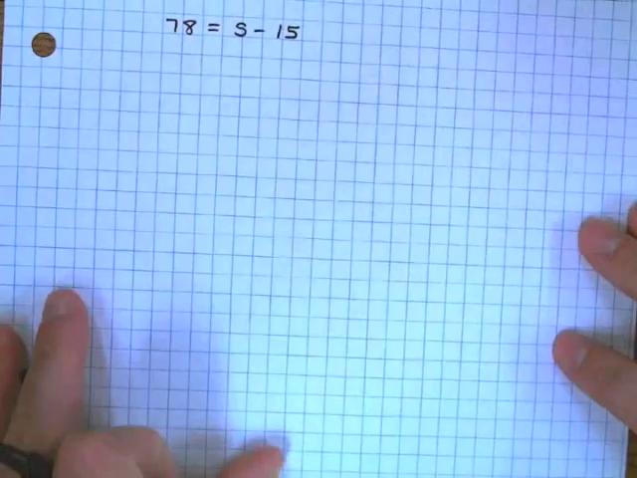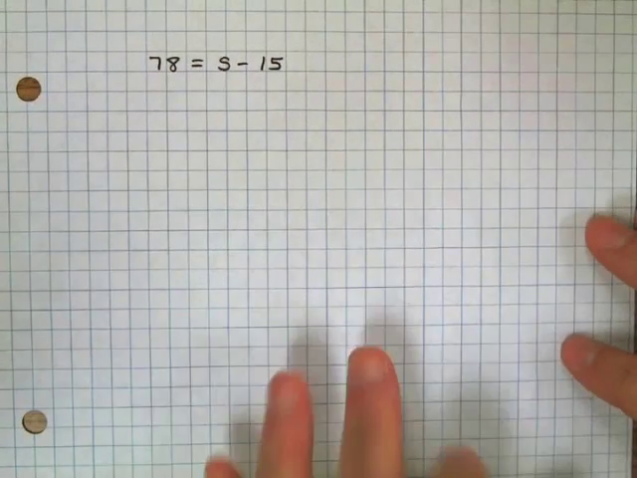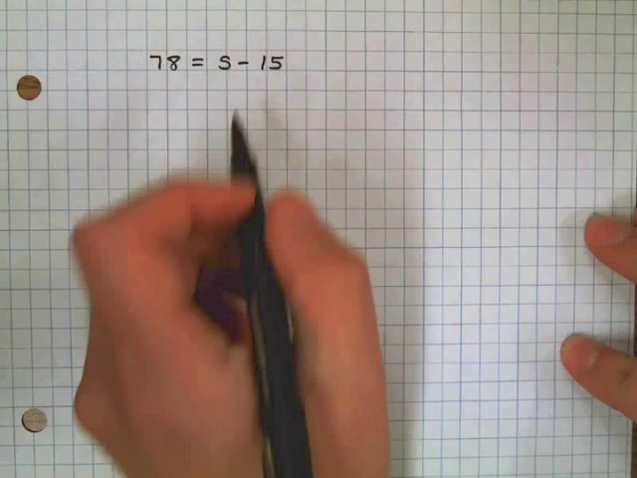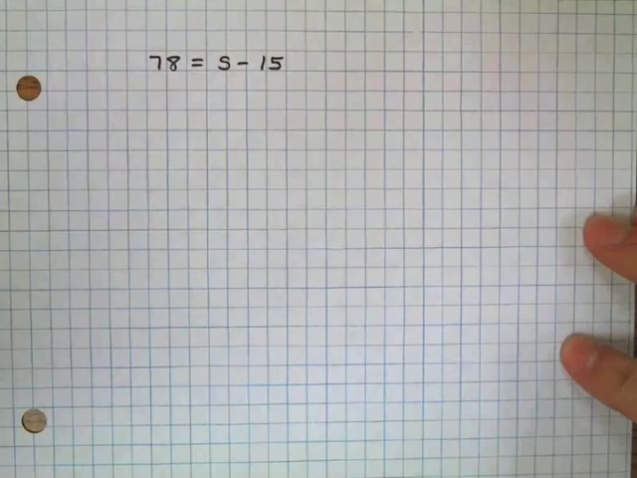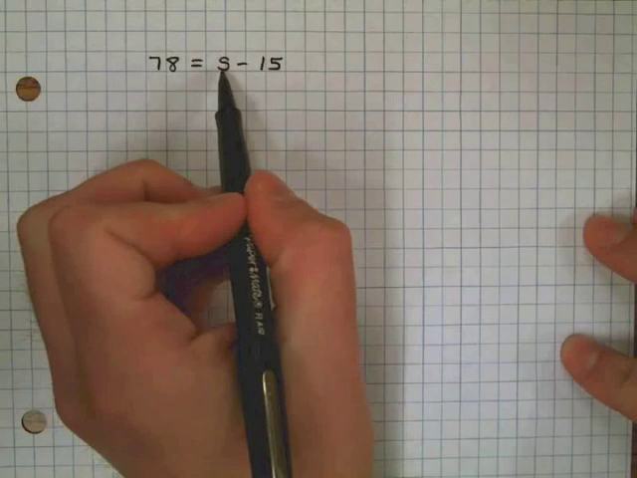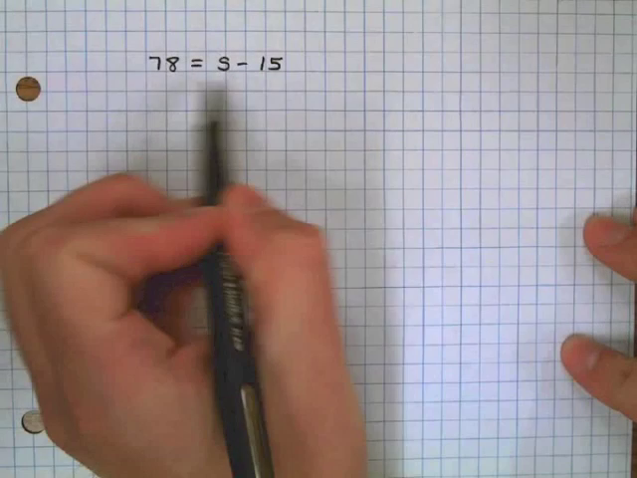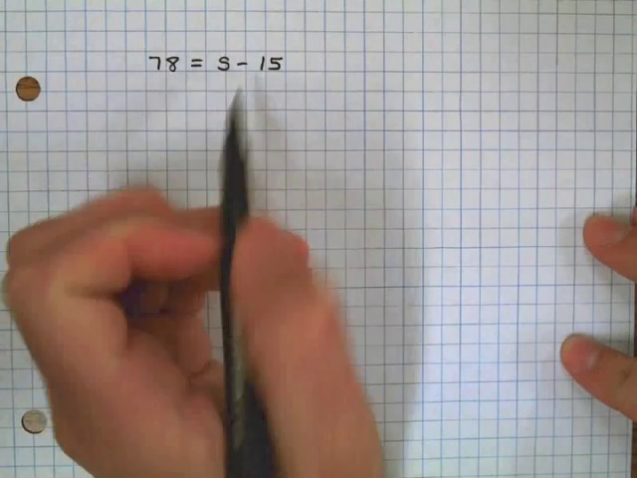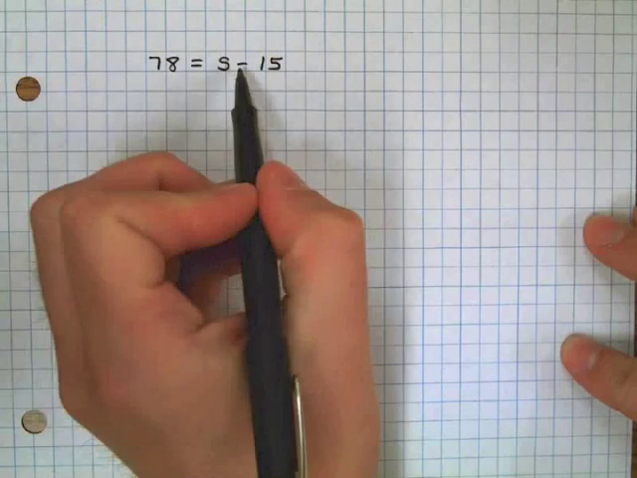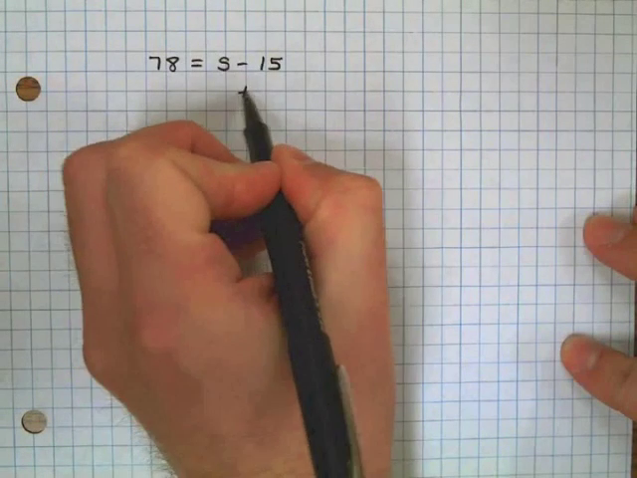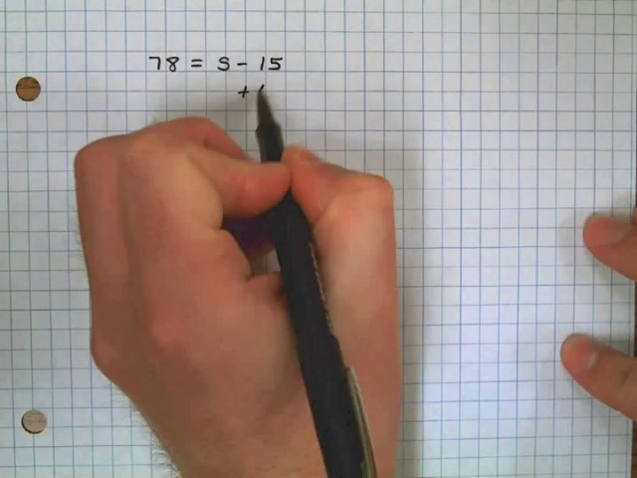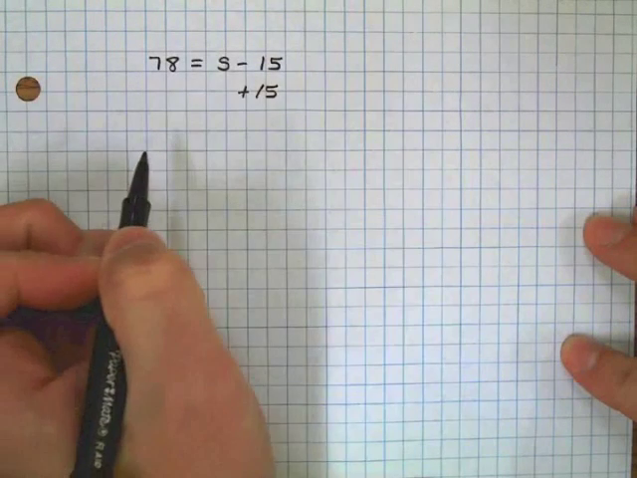Here we have 78 equals s minus 15, and I want to know what s equals, what s represents. So if I'm taking 15 away from s, I end up with 78. So I need to know what s is. Well, as I have subtraction, I'm going to do the inverse operation, which is addition. So I'm going to add 15.